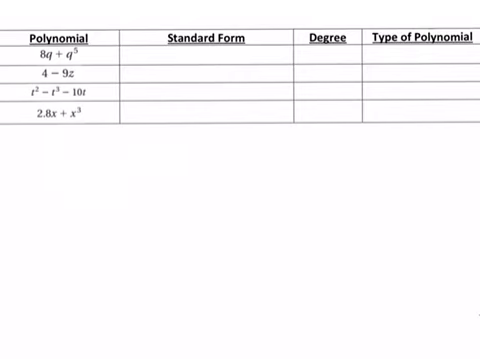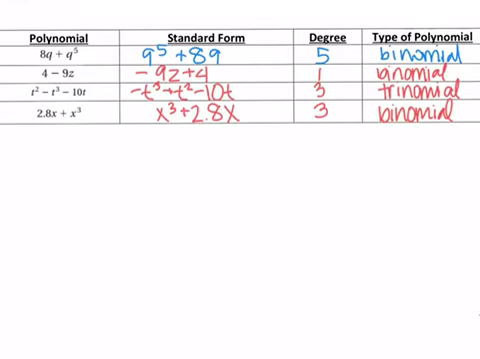So for this next one, in standard form, we're going to put q to the 5th first because that's the greatest degree, plus 8q. Again, the greatest degree was 5, so the degree of this polynomial is 5. And the type, since it has 2 terms, it is a binomial. I want you guys to try to do the next 3 on your own and check back to see if your answers are correct. All right, so these are the answers you should have received.